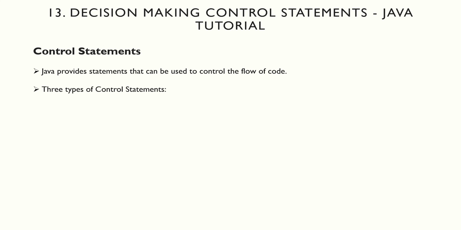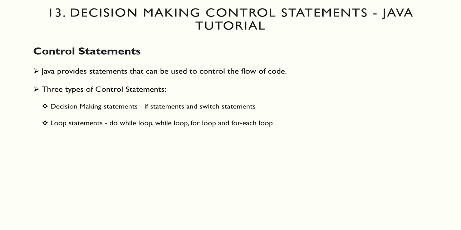There are three types of control statements: decision making statements, which are if statements and switch statements; loop statements, which are the do while loop, for loop, and for each loop; and jump statements, which are the break statement and the continue statement. Today, we will look at the decision making control statements.